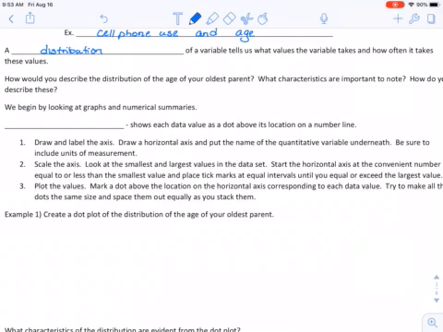charts, sometimes as a bar graph, but it's to answer questions like, how would you describe the distribution of the age of your oldest parent from that data collection? I want to know what is important to notice. How do you describe them? So when we look at these graphs and summaries, there's lots of different ways to do it. The first one that we're going to do is a dot plot.